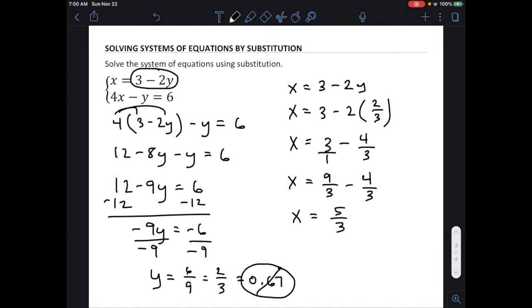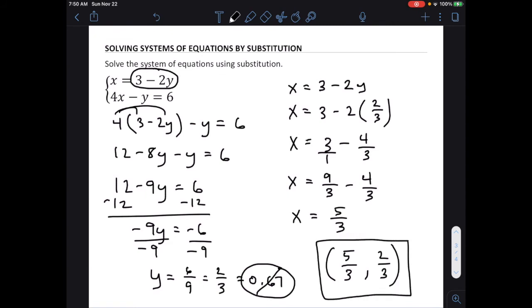We have an answer that's kind of unusual, because normally we're used to getting integers for our answers, but in this case we have two fractions. And fractions are completely fine because they are numbers.